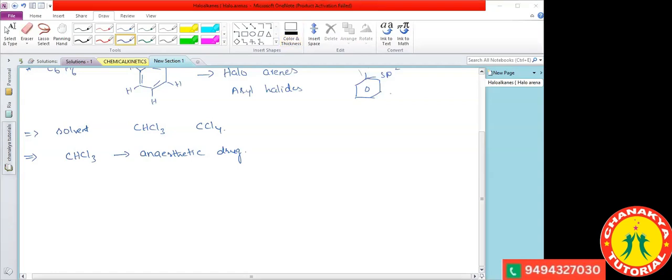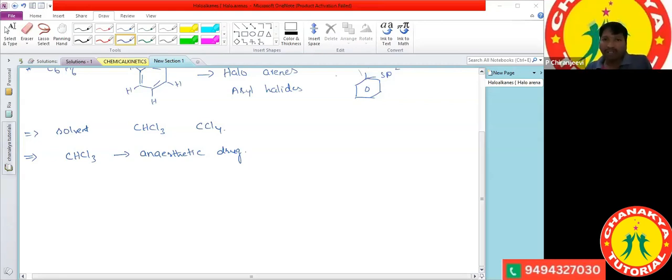Something which makes us unconscious or doesn't make us feel any pain. Very good, Aditi. Before surgery, to make you unconscious, they'll give some injection. We can call it anesthesia. That's the only way. What is the substance generally used as an anesthetic drug? Here, chloroform.